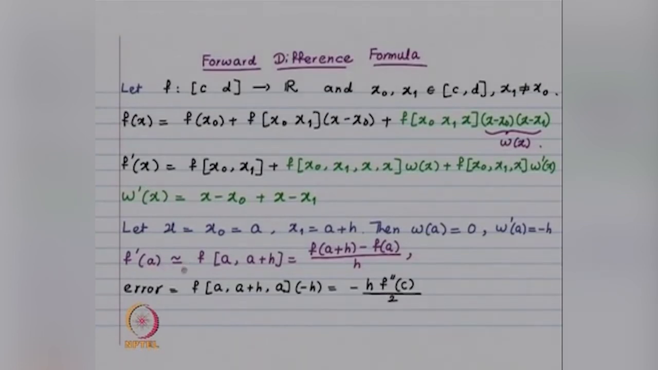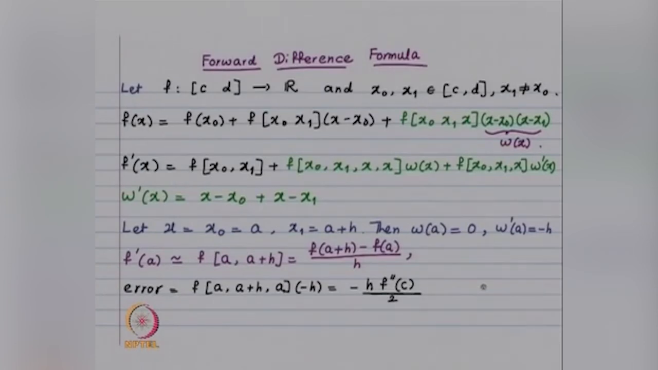Now f'(a) is approximately equal to the divided difference based on a and a plus h, which is [f(a + h) − f(a)] by h. The error is going to be: w at a is 0, so there will be no contribution from this term. It will be only from here. So it will be f[a, a + h, a] into minus h. Now the function f, because it is two times differentiable, it will be minus h f''(c) divided by 2. In fact, this c should be something, say f''(ψ). This c and this c are not the same. It is minus h f''(ψ) divided by 2. So this is the discretization error and this is known as the forward difference formula.